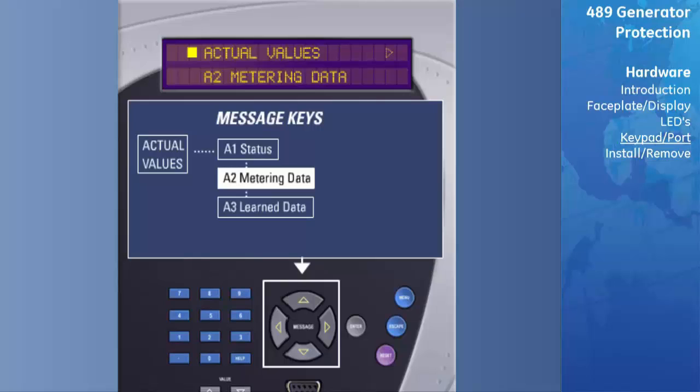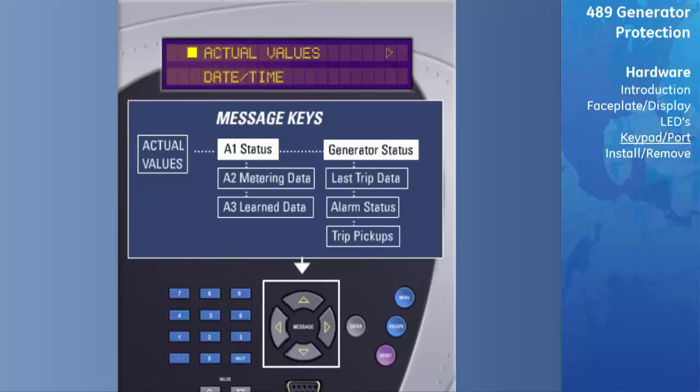To view the specific information in a subheading, use the message right key. For example, when in the A1 status subheading, press message right to see the heading for generator status. The message up and down keys can again be used to navigate the headings under the A1 status subheading.